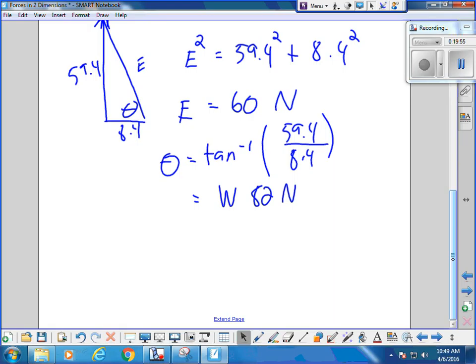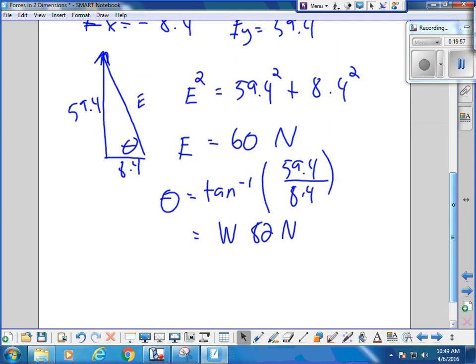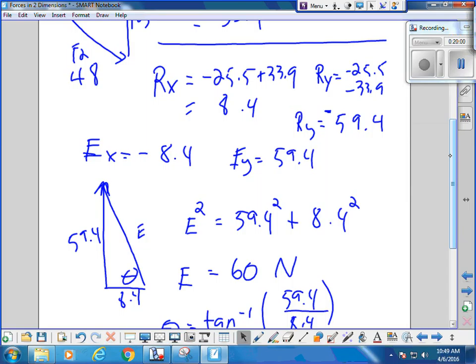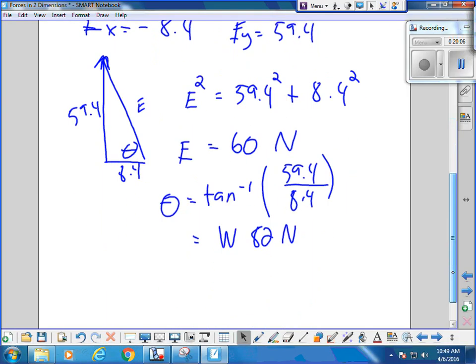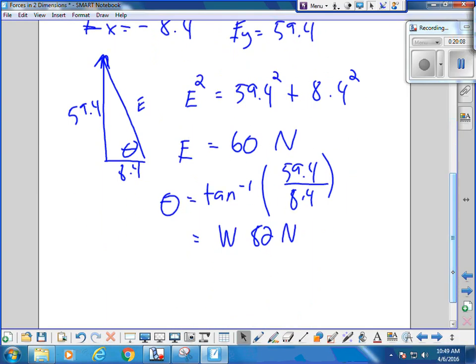So again, I just did it a little bit different in that I flipped the Rx and the Ry to get my equilibrium. If you want, you can just do the resultant as you normally do, find the theta as you normally do, and then just flip the west and the north, right? Which would have been, I guess, east and south, but either way is good.